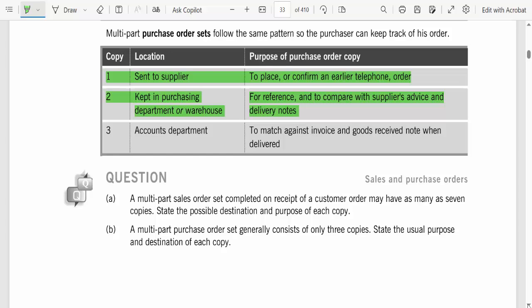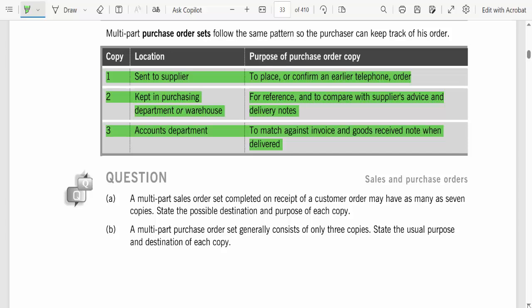3. Copy 3. Sent to accounts for matching invoices and goods received. Purpose: this copy goes to the accounts department, where it's used to verify the supplier's invoice and make sure the items have been received as ordered. Example: once the goods are received, the accounts team matches this copy with the invoice from XYZ Supplies to make sure they're only paying for items that were delivered.